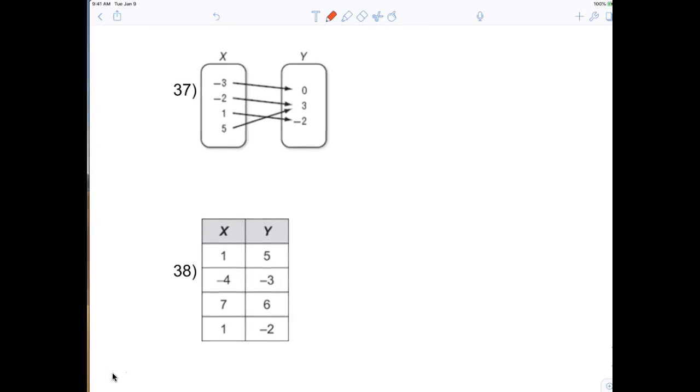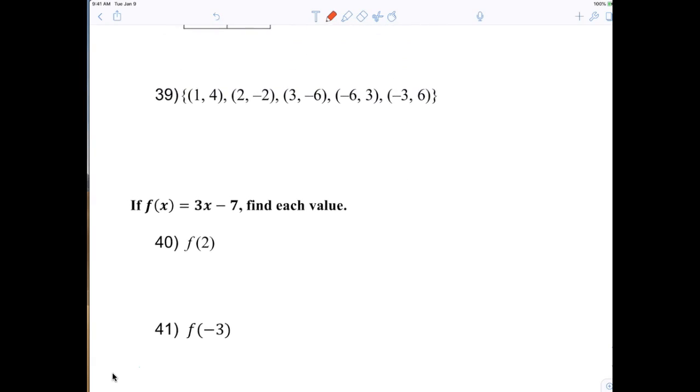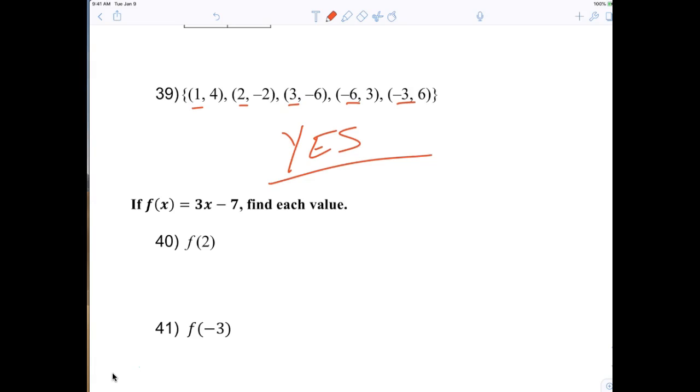So 37, is that a function? Yes, it is. All of the x values are different. This would not be a function, Carly, if I did this. Look. Now it would not be a function because the 5 is listed twice. Is this a function? 1, 2, 3, negative 6, negative 3. Are they all different? Yep. There we have it.